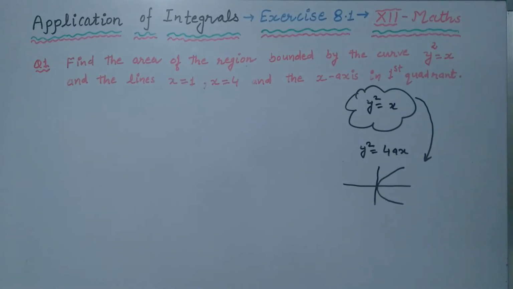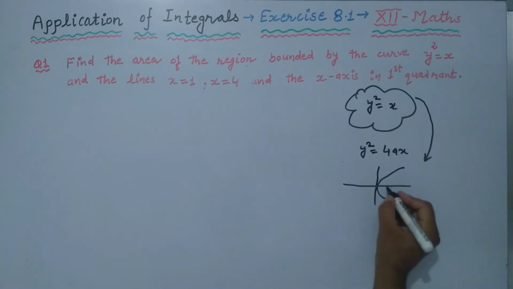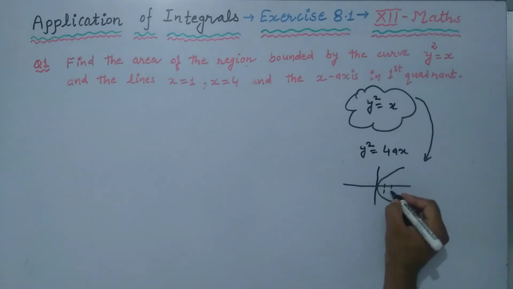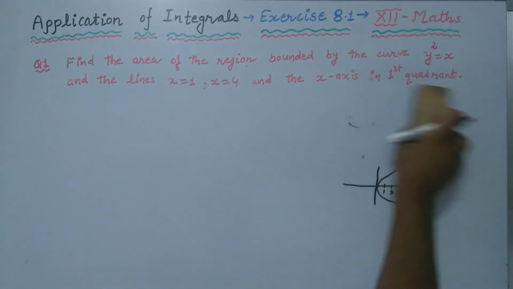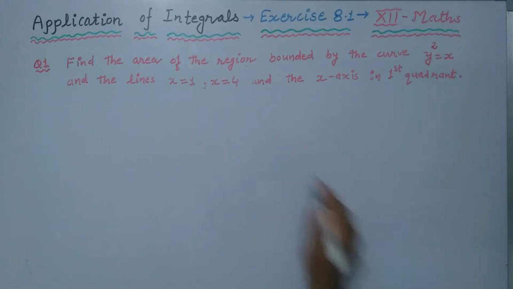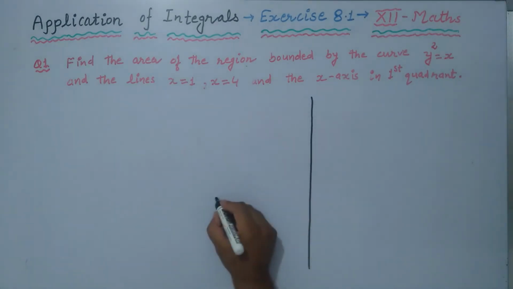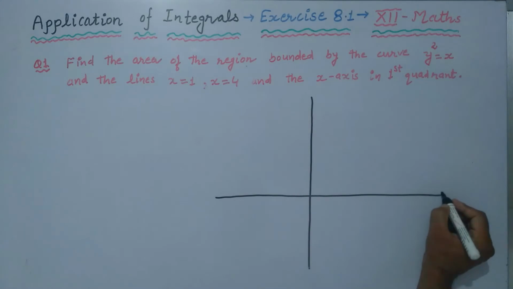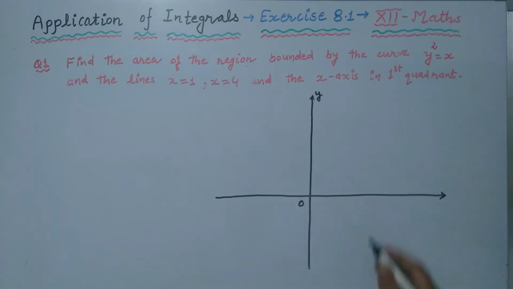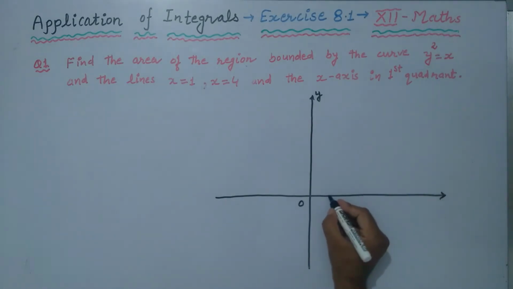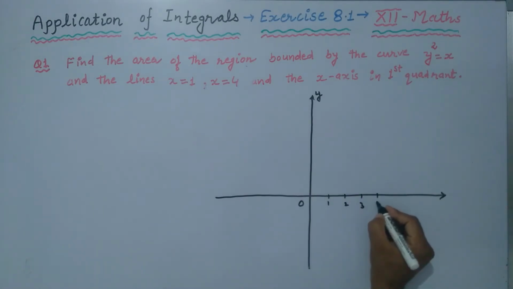So first of all, we need to find the points of intersection. First of all, x is equal to 1, then 2, 3, 4. This way we are going to discuss the question now. So first of all, the diagram will be like this. We have the Cartesian plane, x-axis, y-axis, origin O. Here this is x is equal to 1, 2, 3, 4.